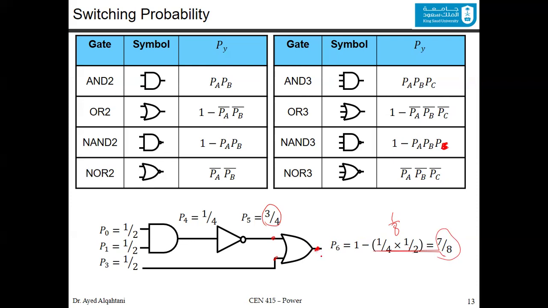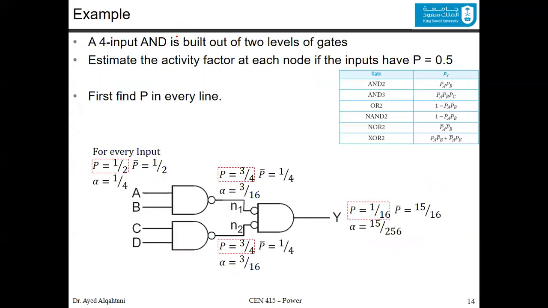Notice now we are just practicing finding the switching probability. What we are interested in is the activity factor. Now, how to get the activity factor? We will give you another example. It's this example. We have a 4-input AND, which is built out of 2 levels of gates. These are 2-level NAND gates. So it's a NAND, NAND, and another NAND.